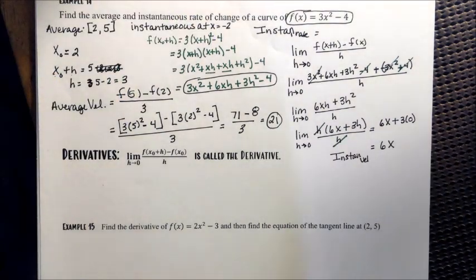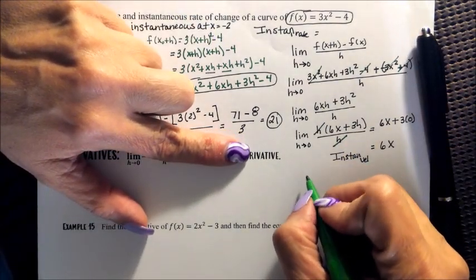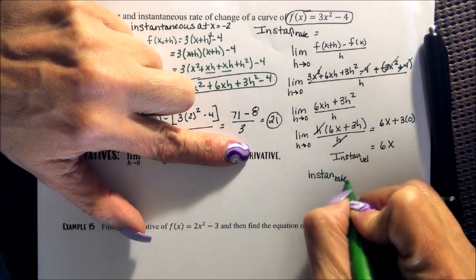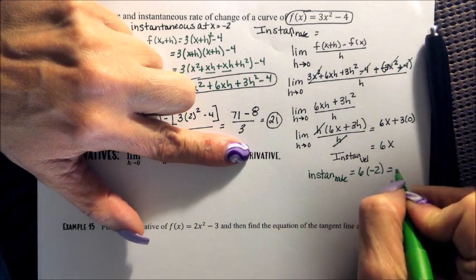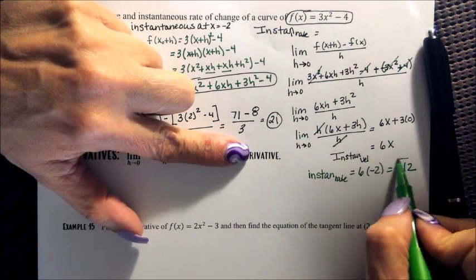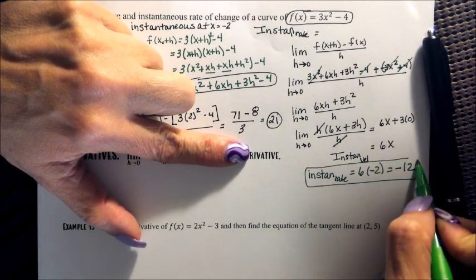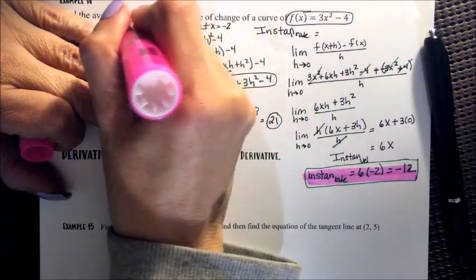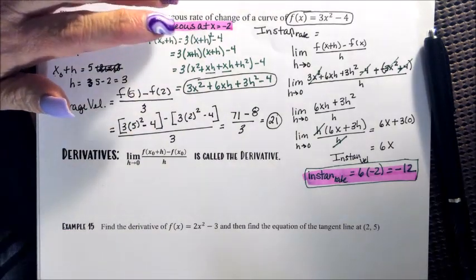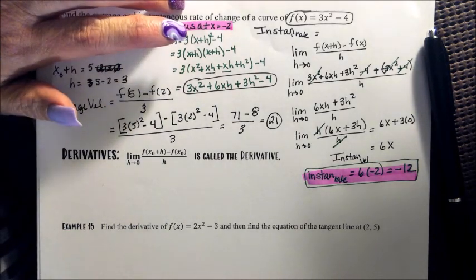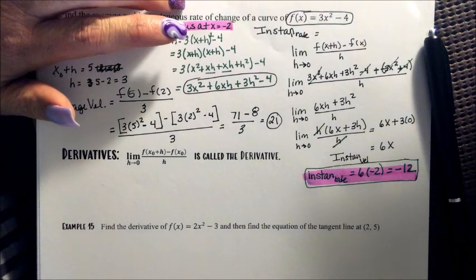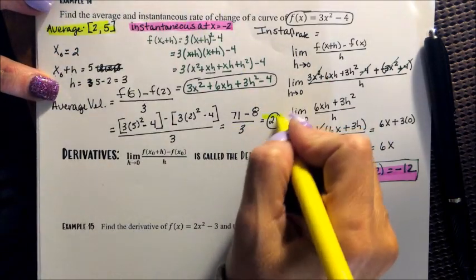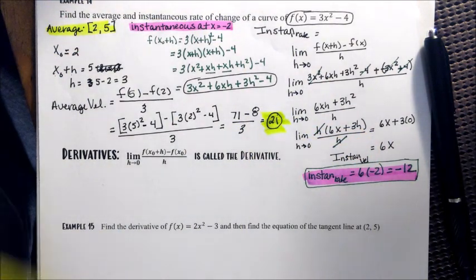So, you know what? I'm just going to put it right here. I'm going to say the instantaneous rate equals 6 times negative 2, which would be negative 12 at that moment of negative 2. So we found that one. I'm going to go ahead and highlight it just so we know which one we're finding. We found that one. And then, do I have another highlighter? And the average velocity between 2 and 5 was 21. All right, there we go.